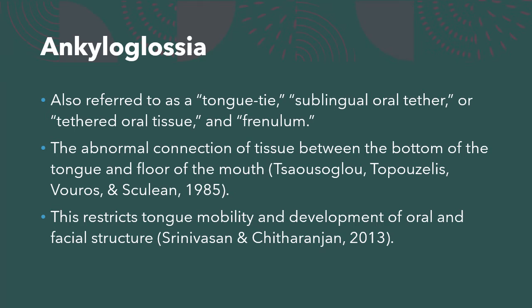Ankyloglossia is the abnormal vestigial remnant or leftover tissue that connects the tongue to the floor of the mouth. This abnormality results from incorrect apoptosis, the natural termination of cells. The remaining tissue restricts tongue movement and mobility, limiting the subject's ability to perform many oral-related tasks.